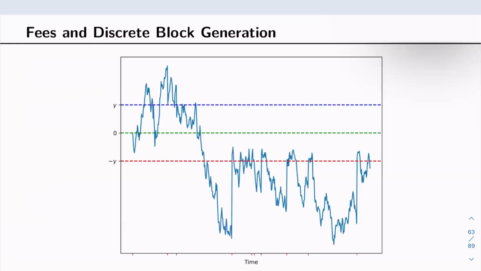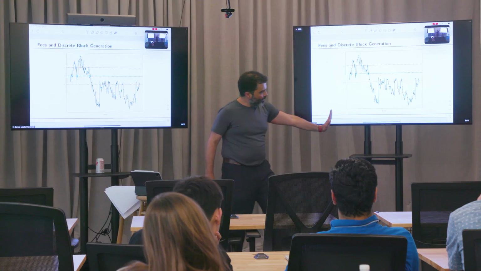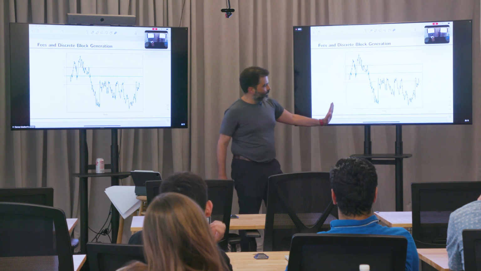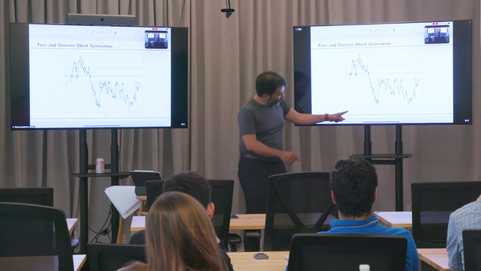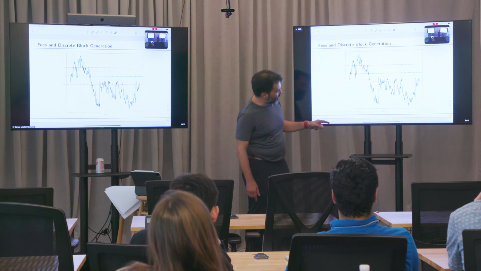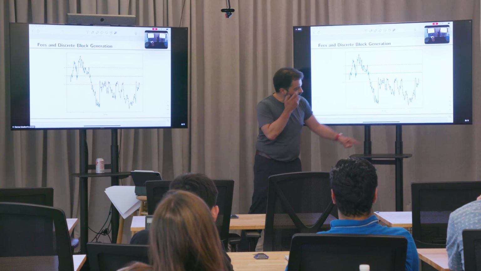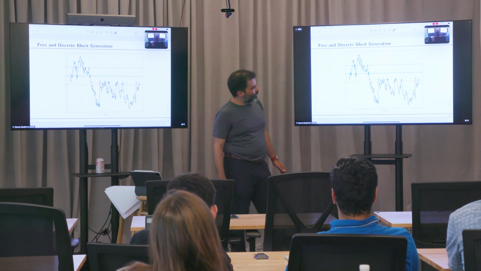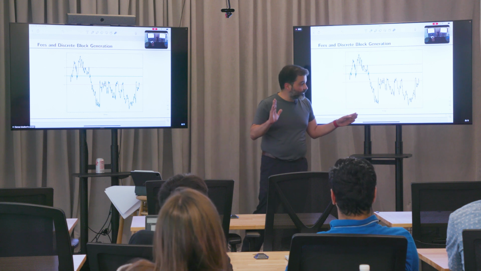Okay, so just to illustrate what this looks like, we can imagine here Z_t is the mispricing. This band, gamma and minus gamma around 0, defines the no trade region. On the horizontal axis is time. And each of these red dots, which hopefully you can see, corresponds to the arrival of an arbitrageur. Sorry, the instant a block is generated.